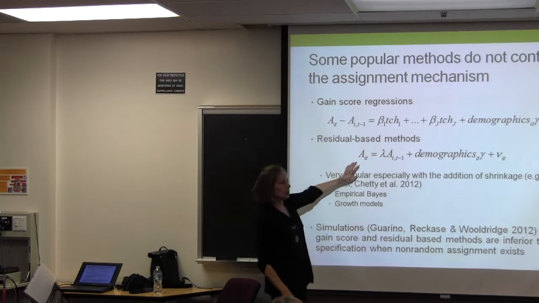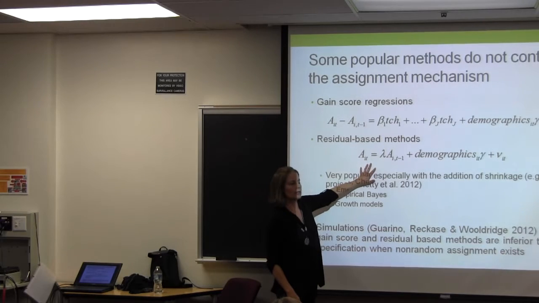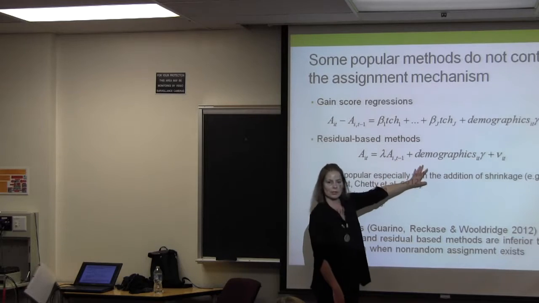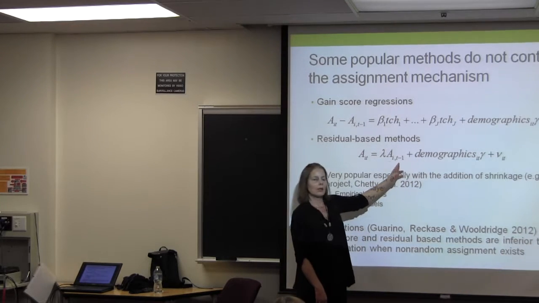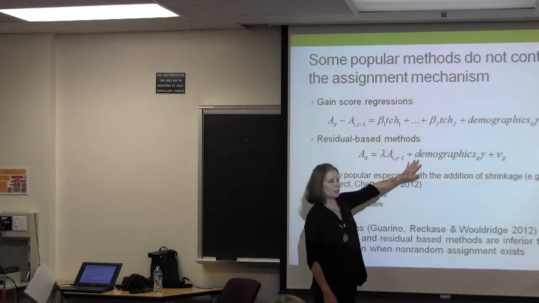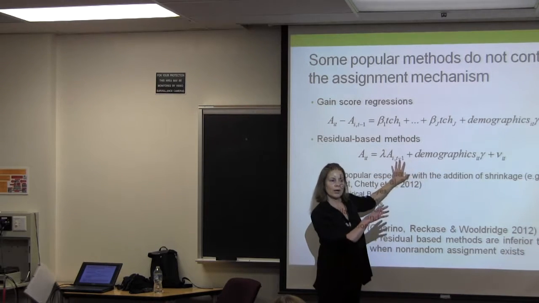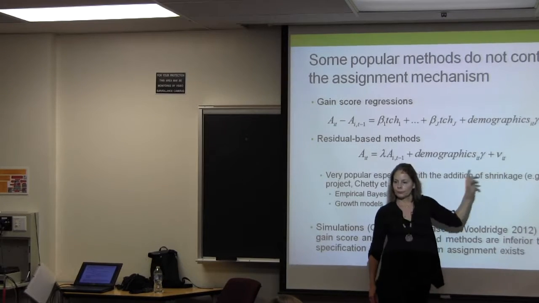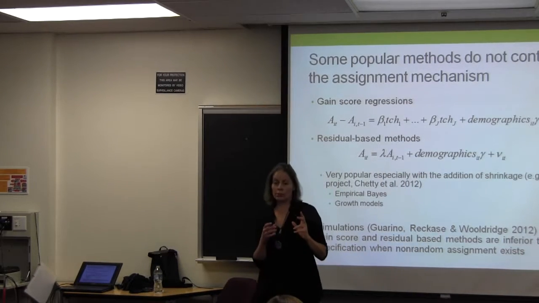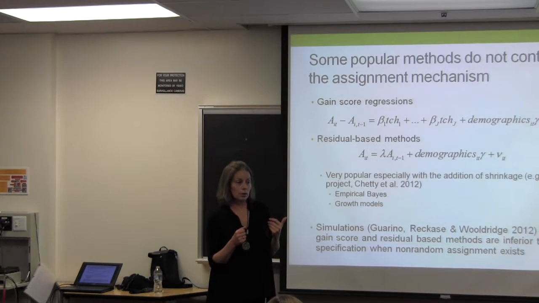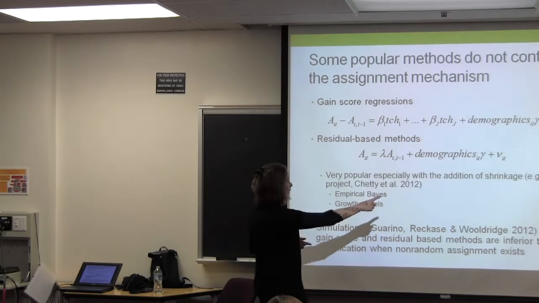This is the most popular thing right now, I'd say, these residual-based methods. Instead of putting in a bunch of teacher dummies, let's not put any teacher variables in here. Just regress current scores on prior scores and demographics, adjusting for prior test scores and general demographics, save the residuals, and then average the residuals for each teacher. That's what the MET study does. Exactly.